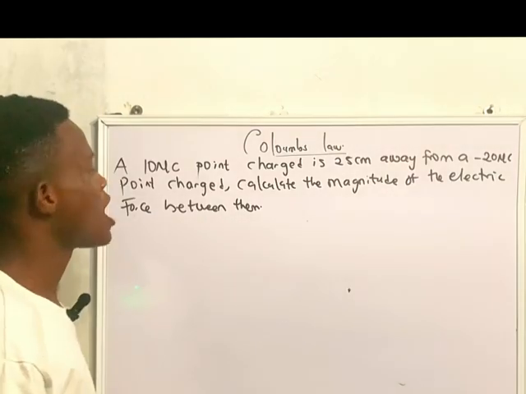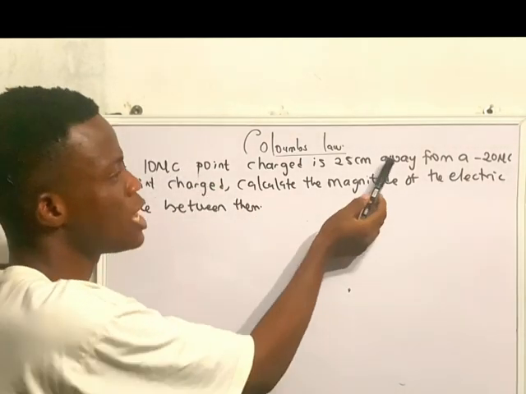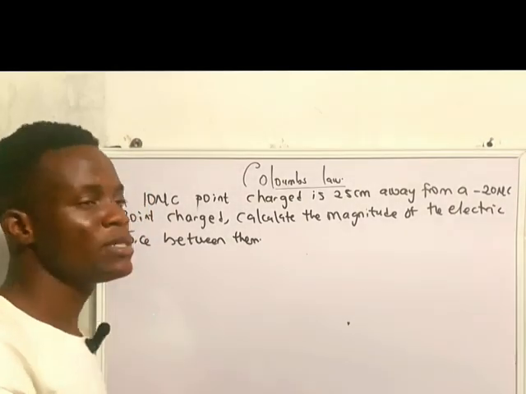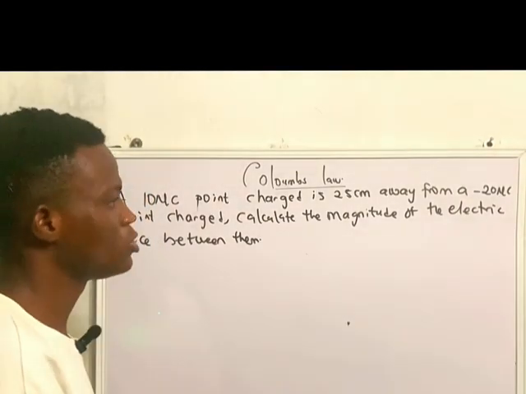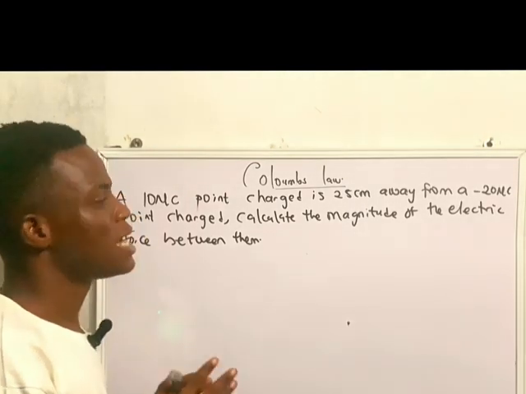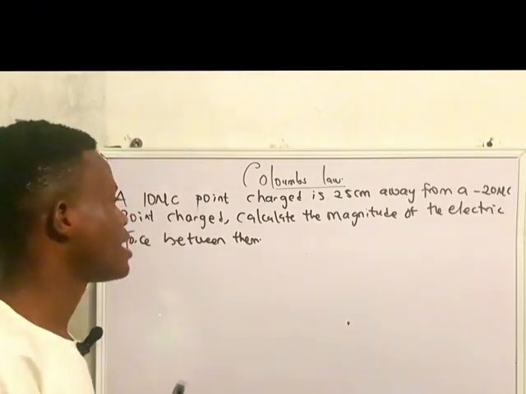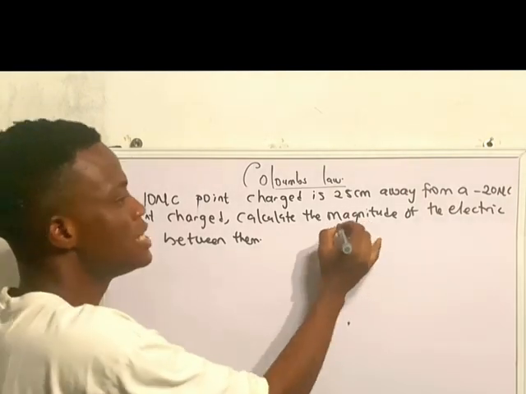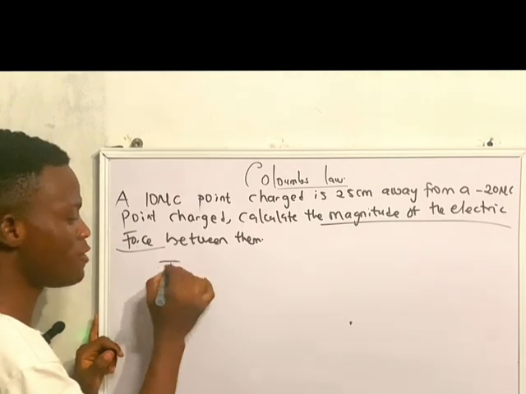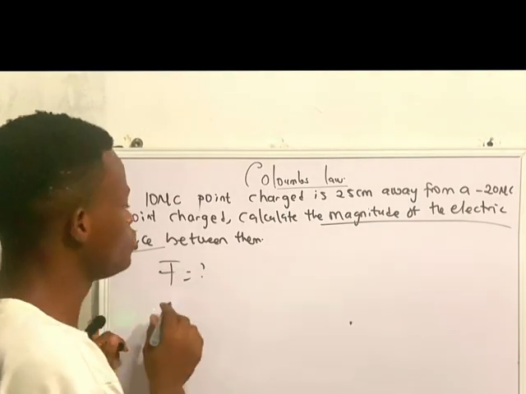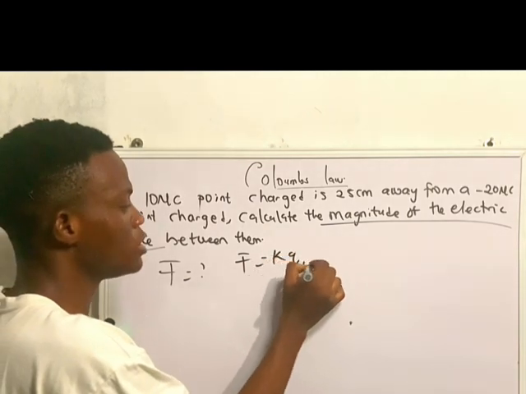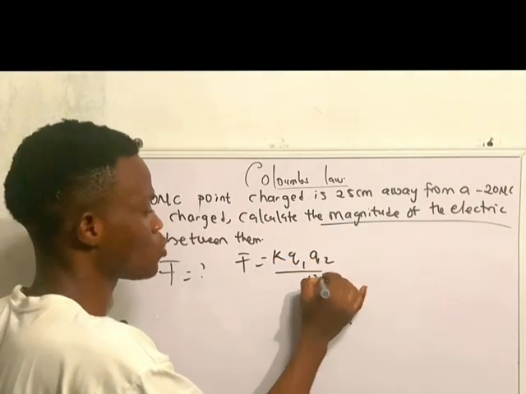So our first question: a 10 microcoulomb point charge is 25 centimeters away from a minus 20 microcoulomb point charge. Calculate the magnitude of the electric force between them. Whenever you see a physics question, the first thing is to analyze the question and write down your parameters. You are calculating the magnitude of the electric force, so you are looking for force F. The formula is F is equal to K Q1 Q2 over R squared.